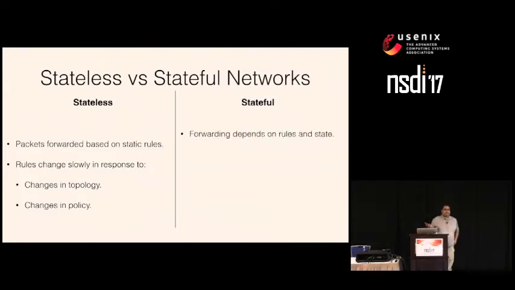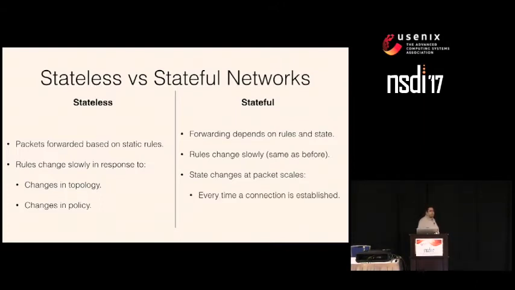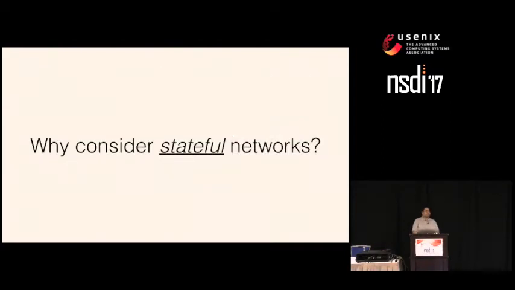By contrast, things like middleboxes often have forwarding behavior that depends on the state. For example, stateful firewalls will forward or drop packets depending on whether connections have been established. Now, these have both sorts of content. So they have rules which, again, continue to change slowly because they change based on policy changes and topology changes, but they also have state that could change at the rate of packets. So every time a connection is established, so every time you see a TCP SYN packet, you might set some state. And similarly, you might even do it every time a packet is forwarded because you want to reconstruct the payload. So we want to consider these networks, but perhaps one question is, why consider these networks?